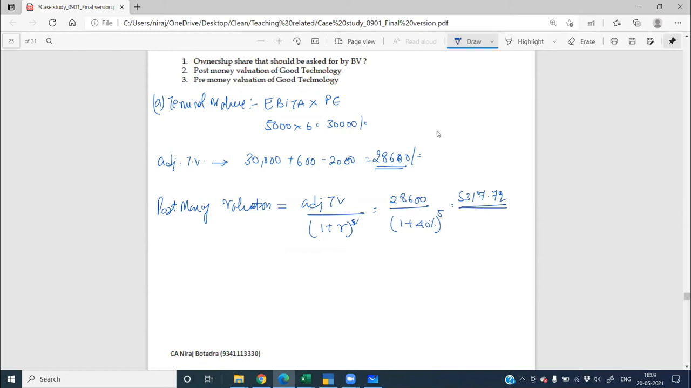So what is my present value, sir? Yes sir, present value. What will my pre money valuation be? My pre money valuation will be my post money minus my investment amount. So how much will this come to? 5317.72 minus 4000, which will be equal to 1317.72.